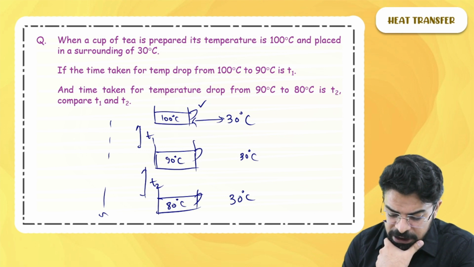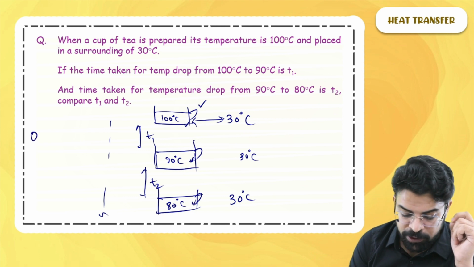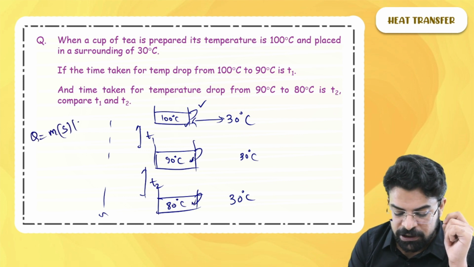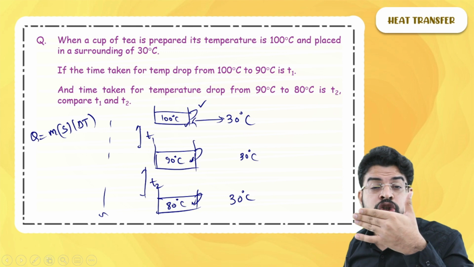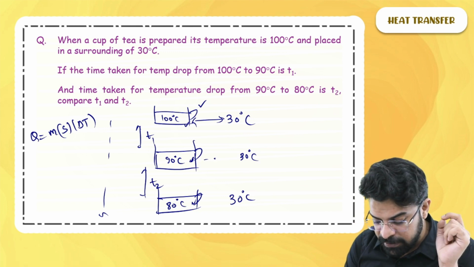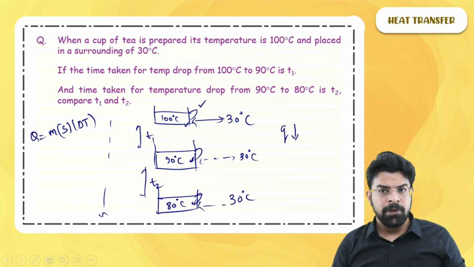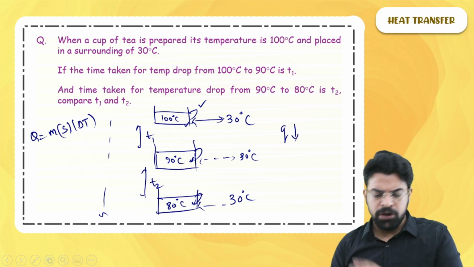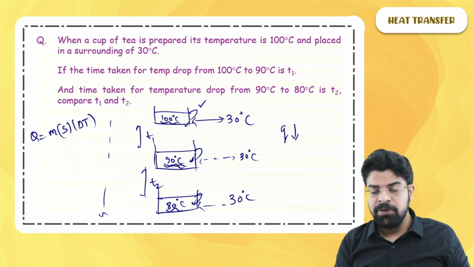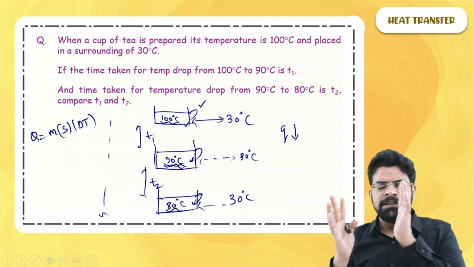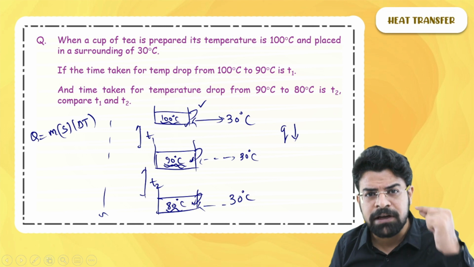For the same magnitude of temperature drop, from 100 to 90 and from 90 to 80, from Q equals m c delta T, we can say that for the same amount of temperature drop, the same amount of heat should flow out. But as the temperature difference between the body and surrounding is continuously decreasing, the rate of heat flow is decreasing. So you want the same amount of heat to flow out to reduce the temperature from 90 to 80 as to reduce it from 100 to 90. But as the body cools down, the temperature difference decreases, the rate of heat flow decreases. So it will take more time for the same amount of heat to flow.